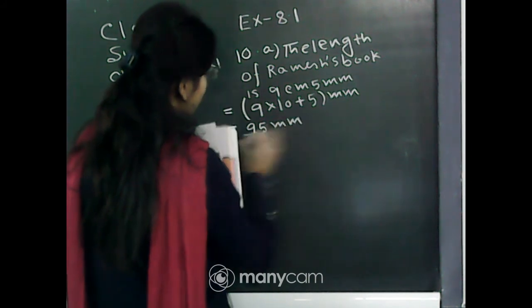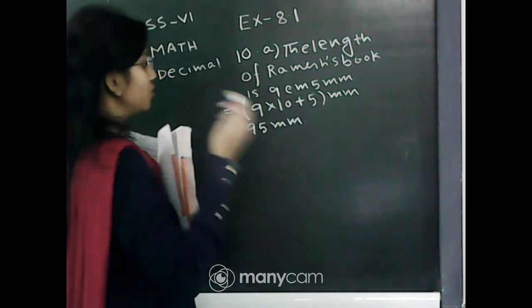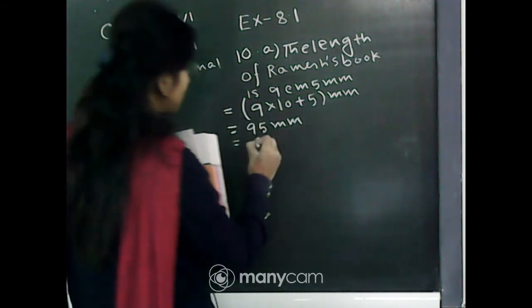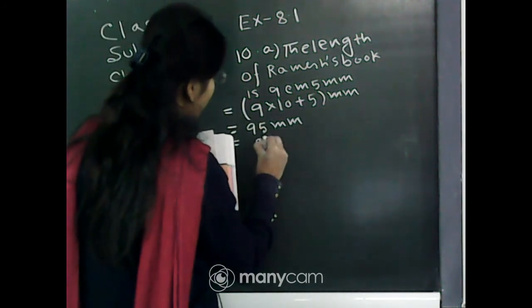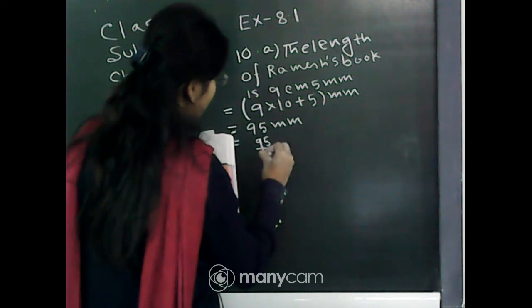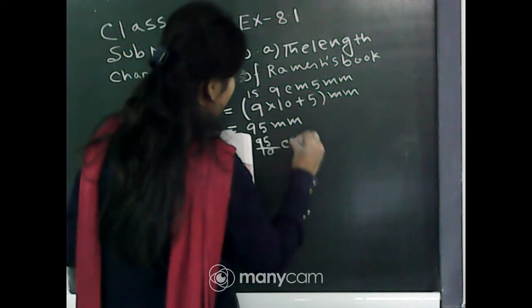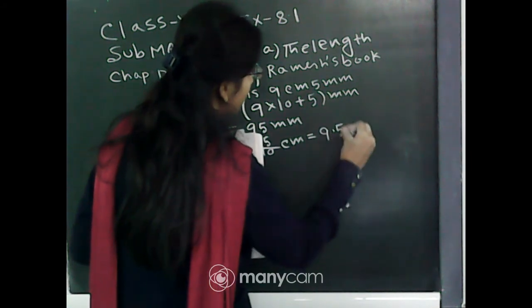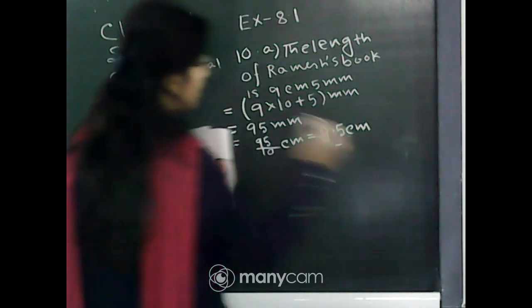Now we know that to convert the unit mm into the unit centimeter, we divide it by 10 and we get 95 divided by 10 cm, and this is equal to 9.5 cm. Clear?